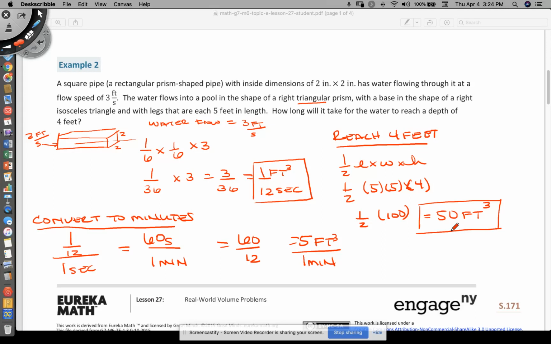All right, now it says that the legs are 5 feet in length. So we're going to say 50 divided by 5. So therefore, it's going to be 10 minutes for 4 feet. All right, and that's it. Let's look at exercise 1.